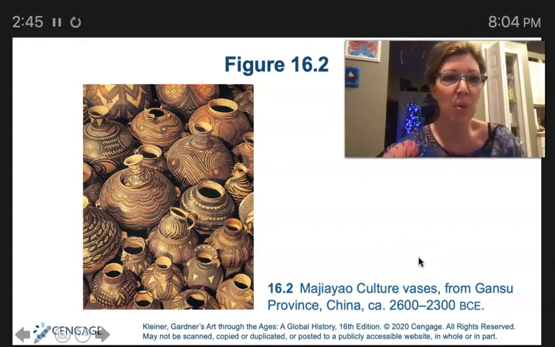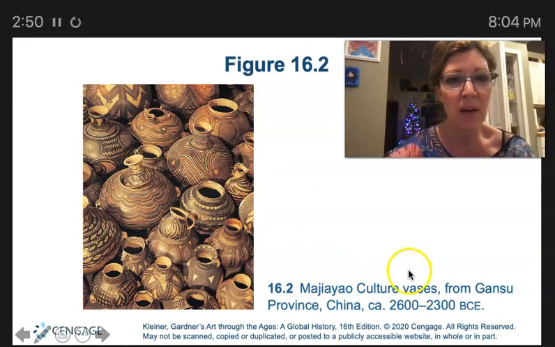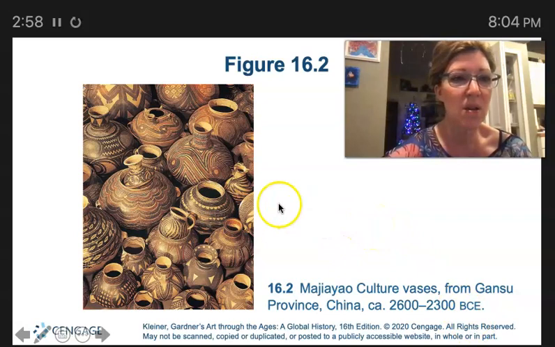The culture is notable for their pottery. Gorgeous. So think about this same time period, BCE, that we've already studied. So you see some similarities. You know, red and black figure.